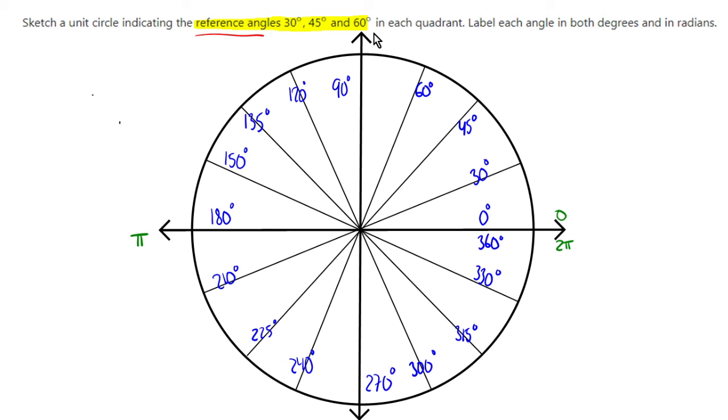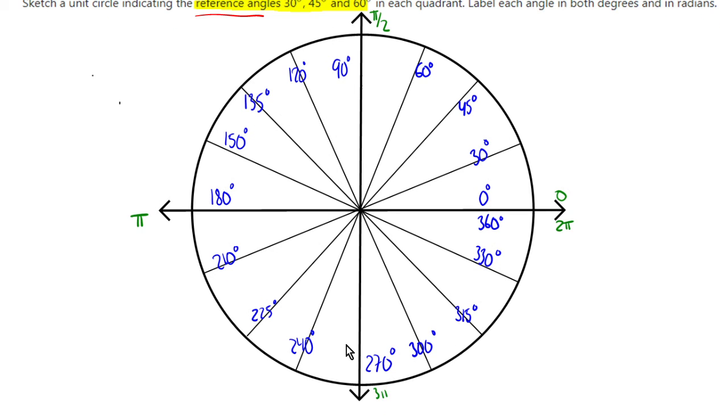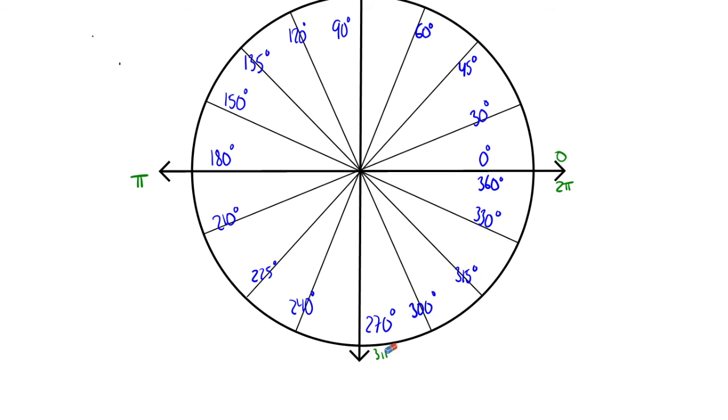This 90-degree angle corresponds to pi divided by 2. And the 270-degree angle, we're going to have 3 pi over 2. So it's 3 pi over 2. So pi over 2 corresponds to the 90-degree angle. The 30-degree angle is a third of 90 degrees. So that's going to be pi over 6 in radians.